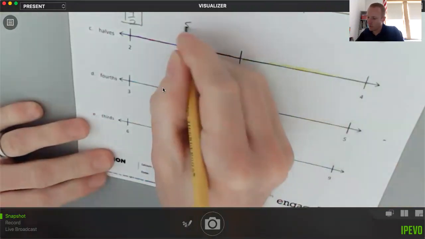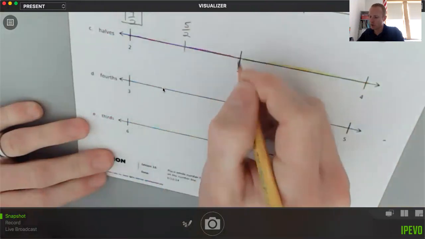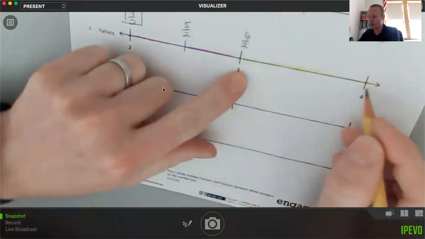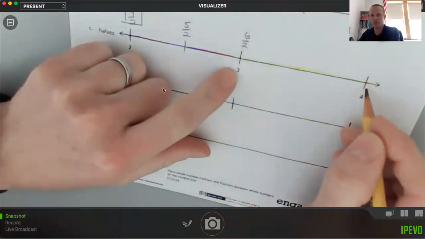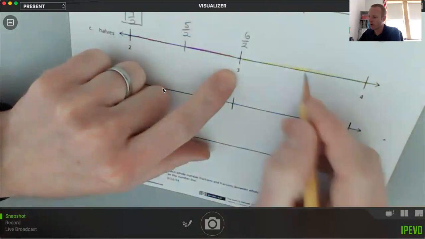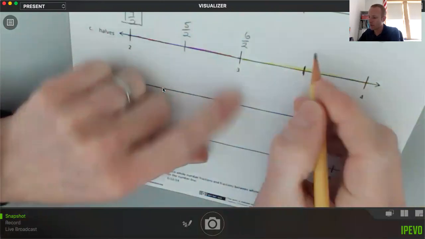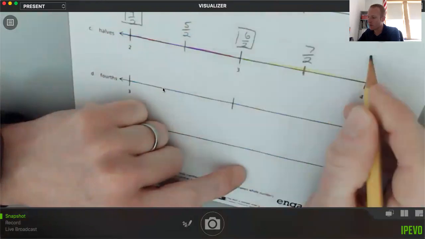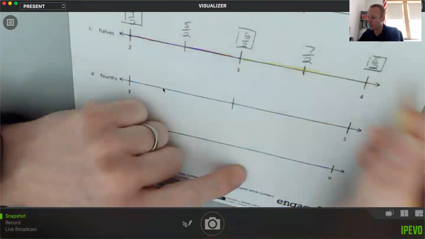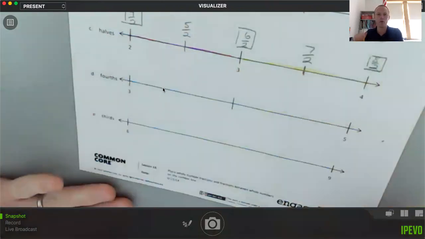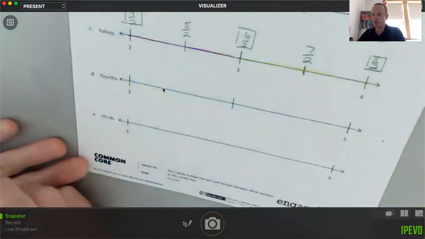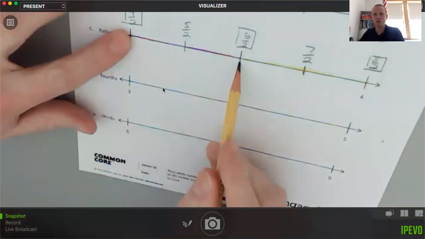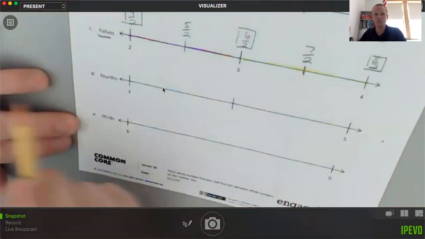So this is 5 halves. 3 wholes becomes 6 halves. And then again, I have another whole here that's been shaded or colored in between 3 and 4, and I have to split that in half to get 7 halves. And my last one would be 8 halves. I think the directions say to box the whole numbers. So I've done that for you as well. So identify where the wholes are and then split each whole unit into whatever fractional unit they're talking about.